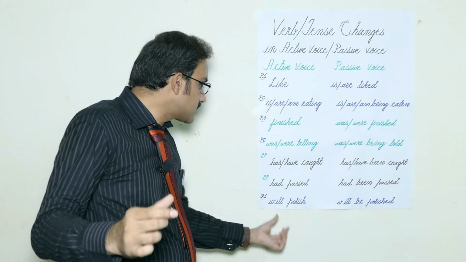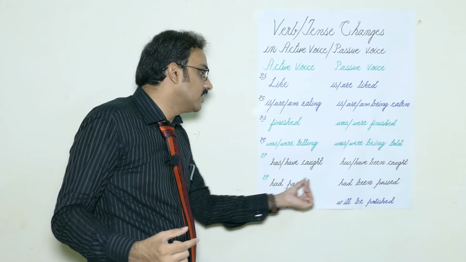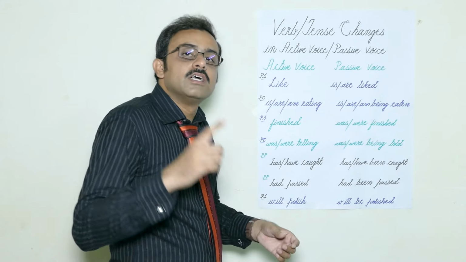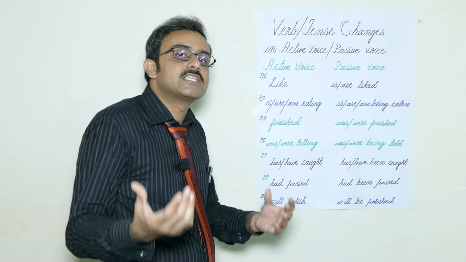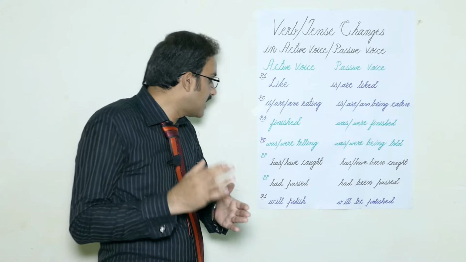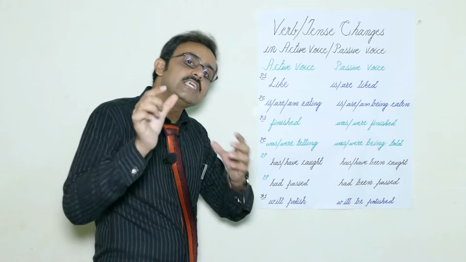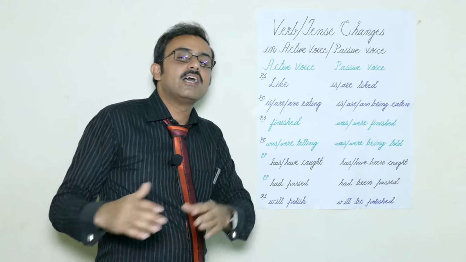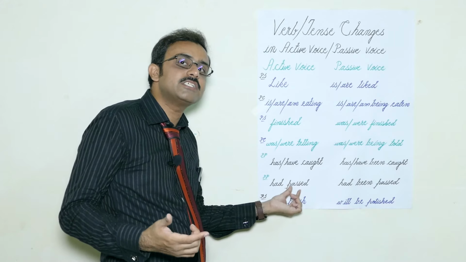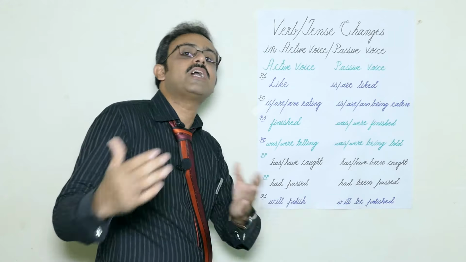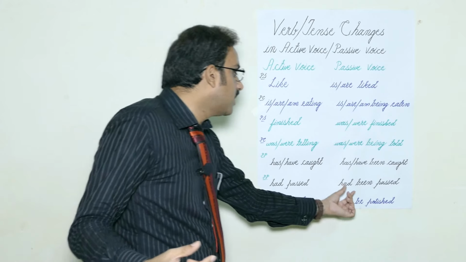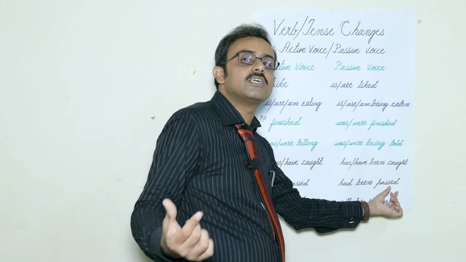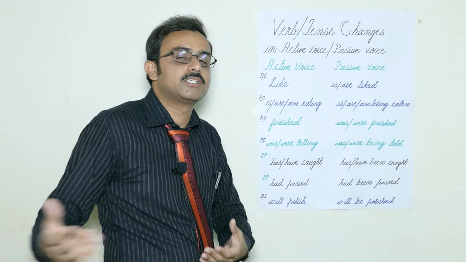Okay guys, in past perfect we have had and then third form of verb. For example, Ali had passed the examination. The examination had been passed by Ali. What I did, I changed had into had been, and then third form of verb means past participle.